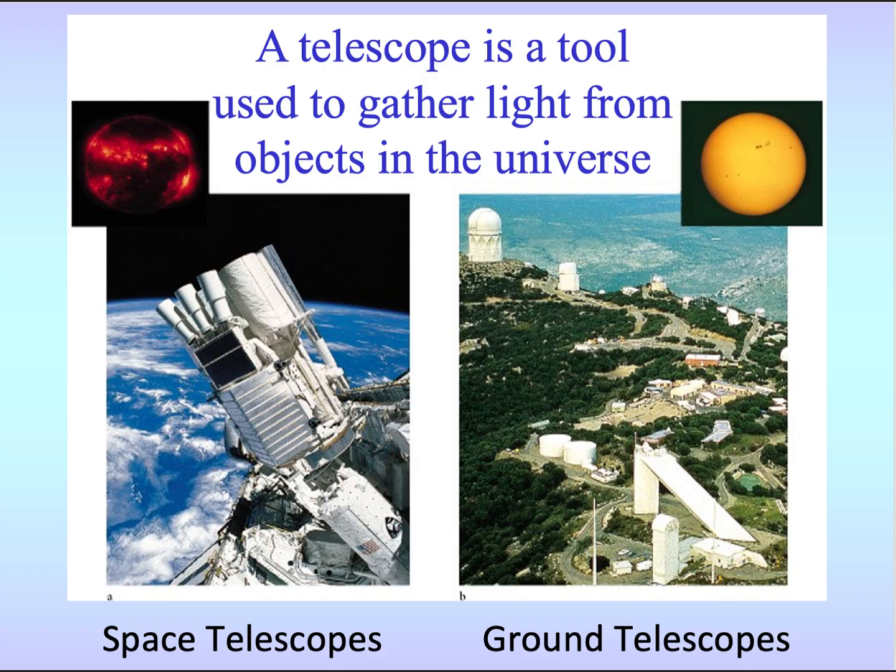Telescopes are instruments that collect and focus light. There are different types, but most use either lenses or mirrors or both to make the image we see. Some telescopes are ground telescopes, meaning that they are here on Earth's surface. But others, like the Hubble Space Telescope pictured here on the left, are literally out in space, either orbiting the Earth or the Sun.